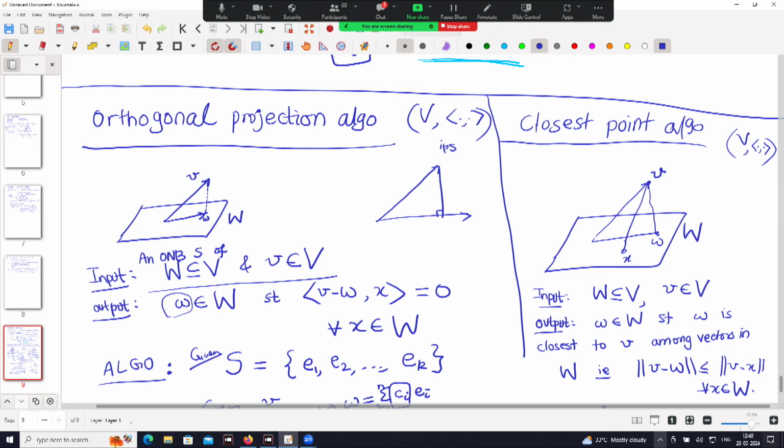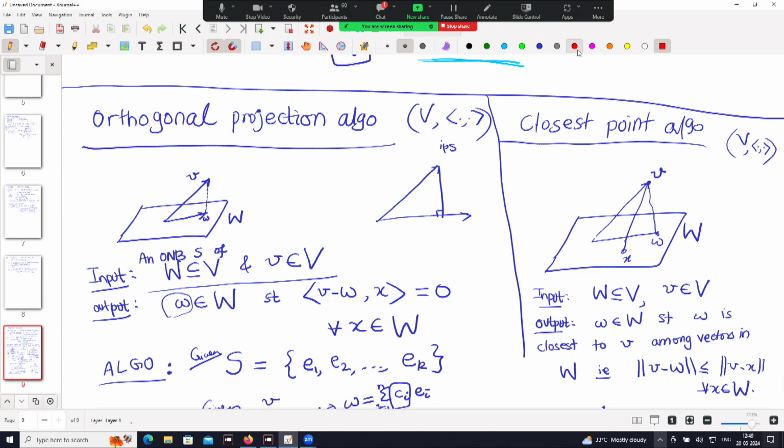In this setup, what is the answer to this question? How do I find this W? It will be the same answer, it is still the projection. So the solution to the first problem is actually a solution to the second problem. Okay. Let us see why. Suppose W is this orthogonal projection, I claim that W is actually closer than any other vector in the space. So this is V minus W.